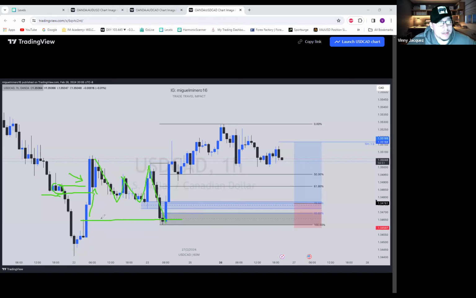We head down lower to pick up this order. Solid. This money's picked up. Now we need to go ahead and change character here. Boom. We break and close above. That's exactly what we need to see, guys. That's exactly what we need to see.